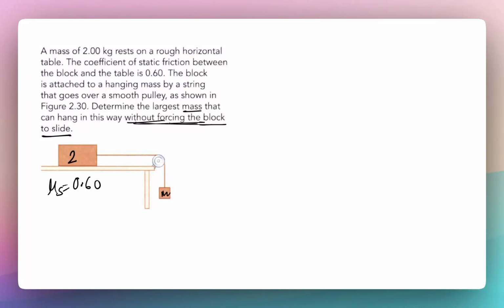The only reason why this block could start sliding is that some force is acting on it. And in this case, there are possibly two forces. Number one is the tension, which is going to pull it. And if there's no friction, automatically it will start moving towards the right. But there must be some friction force here, which is trying to prevent the block from sliding.